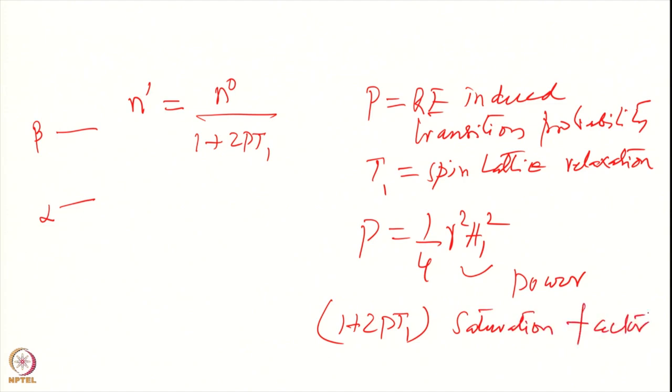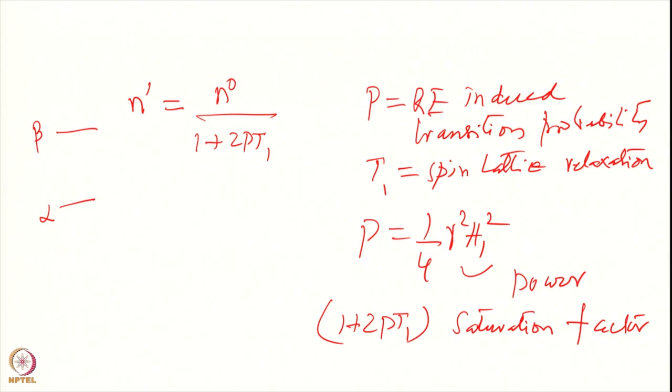Because if 1 plus 2P T1 is very, very large, then of course n dash may go down to 0, in which case you will lose the signal. If it is very, very large, then you have the signal disappearing, and therefore this is called the saturation factor.